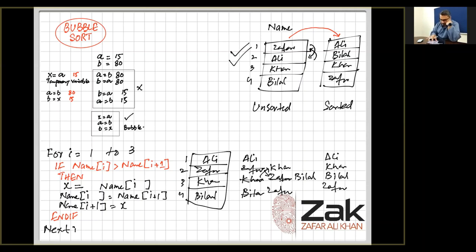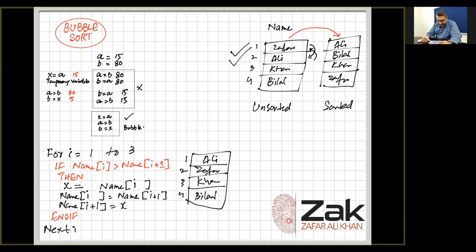Let's see if it is all working properly. Let's say these are our original values: Ali, Zafar, Khan, and Bilal. For I is equal to 1, 2, 3. So let's say the value of I is now 1.